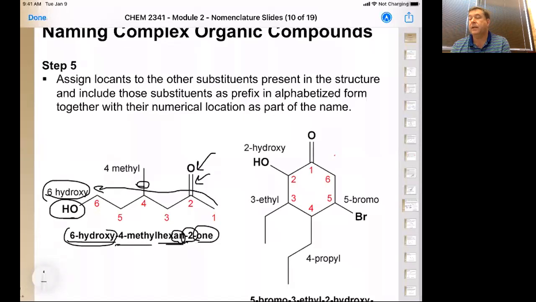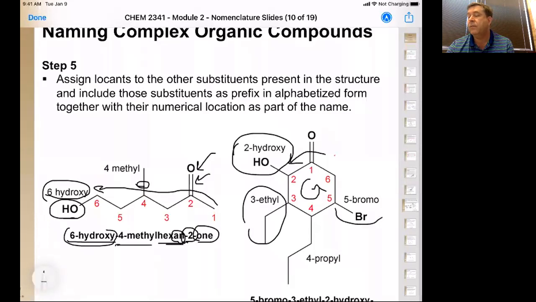In the case of the cyclic compound here, we're going to number it in this direction because that's the first substituent. Okay, so our numbering goes in that direction because it's our first substituent. So that means our numbering is in this direction, counterclockwise. So let's locate all of our substituents. We have a 2-hydroxy, we have a 3-ethyl, we have a 5-bromo, and we have a 4-propyl. Okay. So the numbering was fairly easy because it was our first substituent.